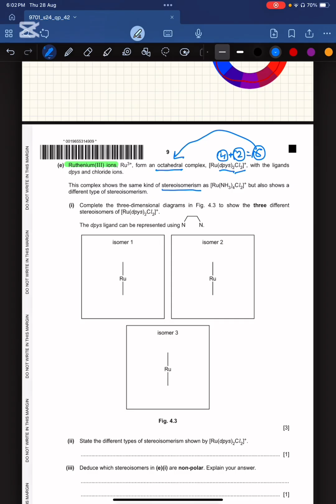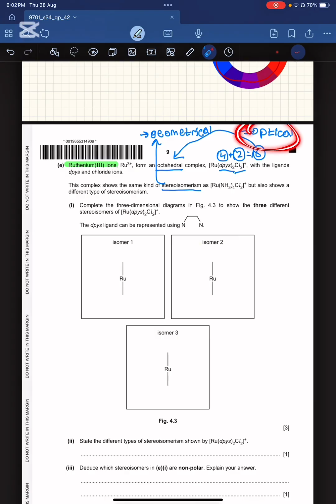Now, why am I saying this? There are two kinds of stereoisomerism. The first type of stereoisomerism is geometrical isomerism. And the other kind of stereoisomerism is optical isomerism. Optical isomerism will only occur if you have a minimum of two bidentate ligands. I repeat, optical isomerism will only occur if we have a minimum of two bidentate ligands. We have zero bidentate ligands here. What does that mean? That geometrical isomerism is occurring in this complex.